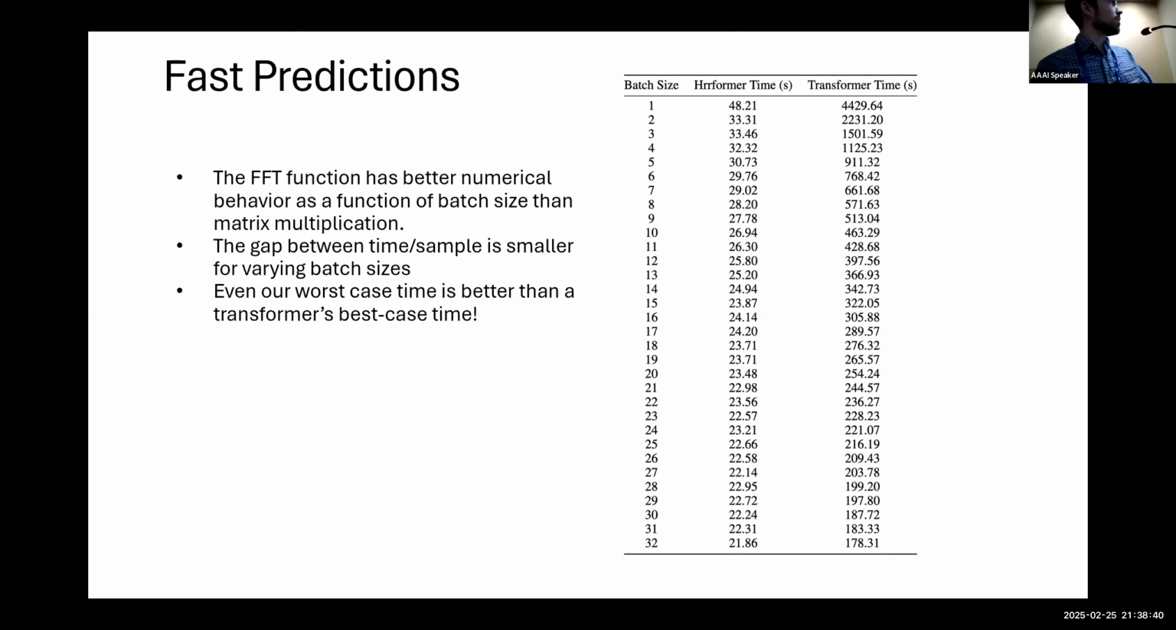And so you can see here the time that it takes us to do a batch size of 48 is faster than the per item time of the transformer at a batch size of 32. It's the per item time, which is why you see the time decreasing as the batch size increases, because you're getting better compute efficiency as the batch size increases.